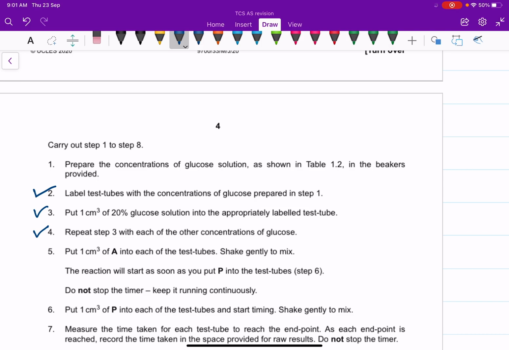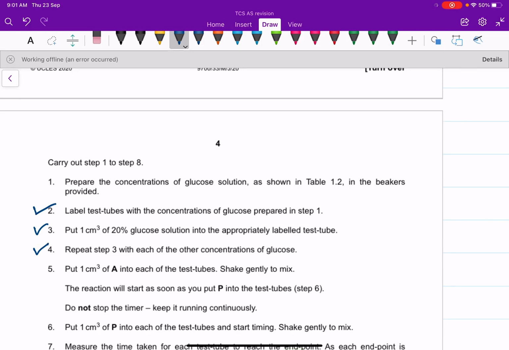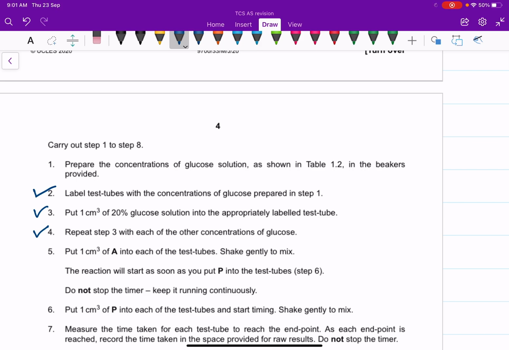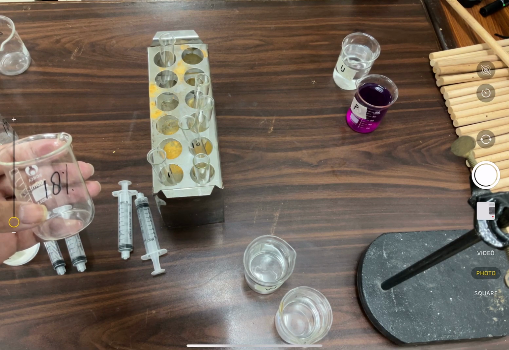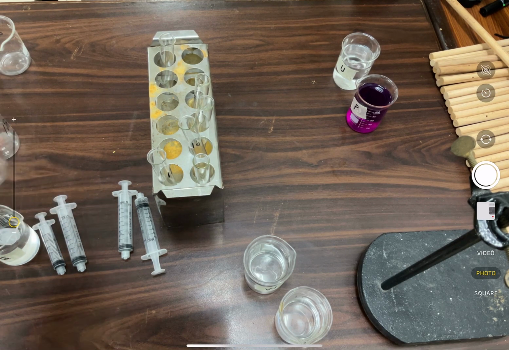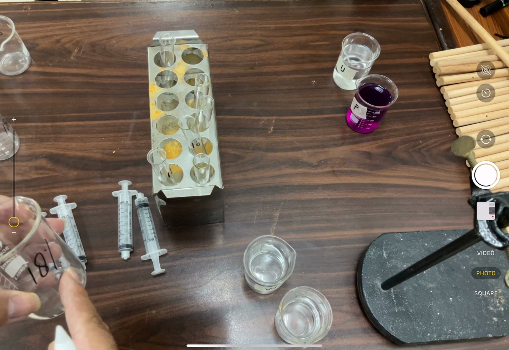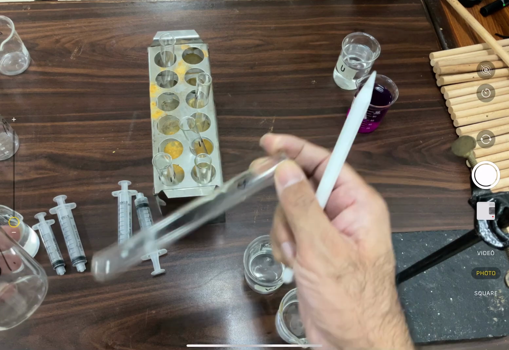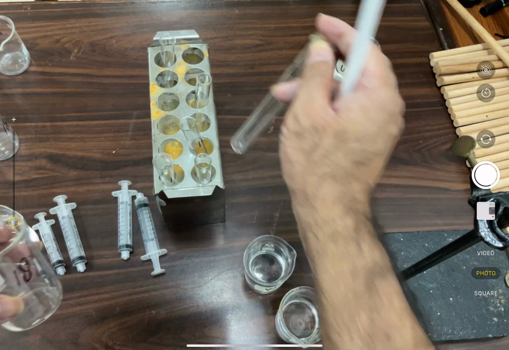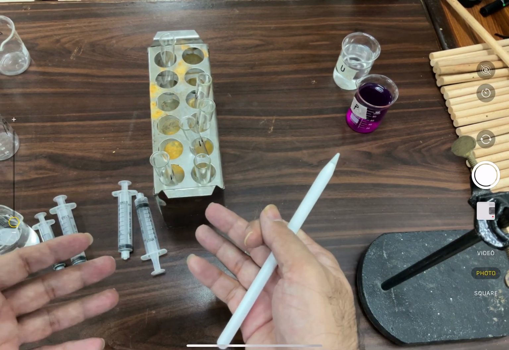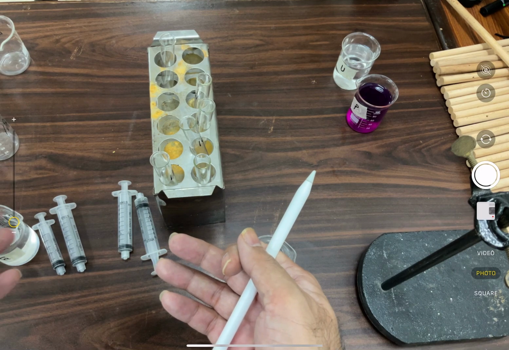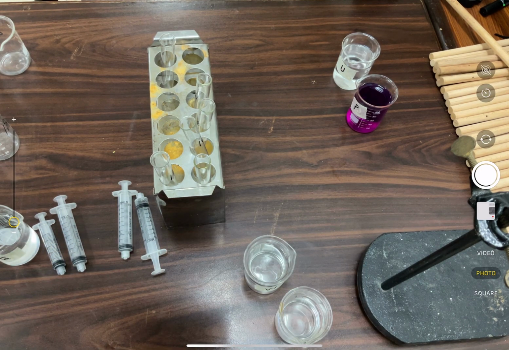So it is an 18%. Okay. So this is an 18% solution that should have been made earlier. I'll take 1 cm cube from here, and we'll put it into the next test tube that has been labeled 18, then from the 16 into 16, and then from 14 into 14, and from 12 into the test tube that has been labeled 12. So let me finish that, and then we proceed with the other step.